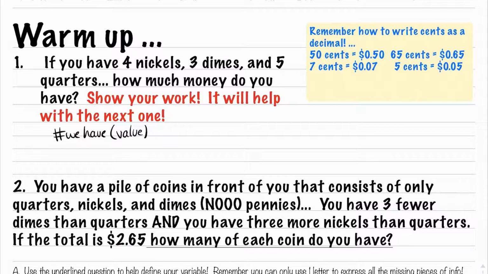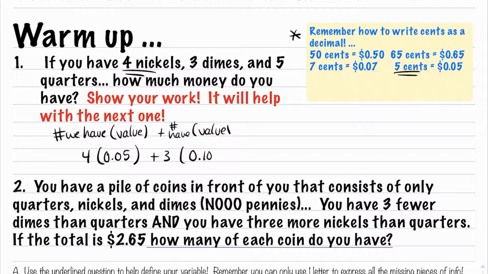So for instance, if we have 4 nickels, how much is each nickel worth? Over here on the warm-up, it is provided as a little reminder of how to write money as a decimal. So 5 cents is $0.05. So we just keep going. I would again add the number that we have and multiply that by its value. The next coin, we have 3 of them, and the value of a dime is $0.10.